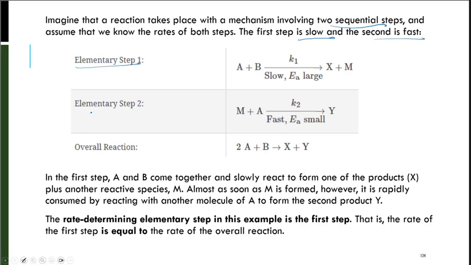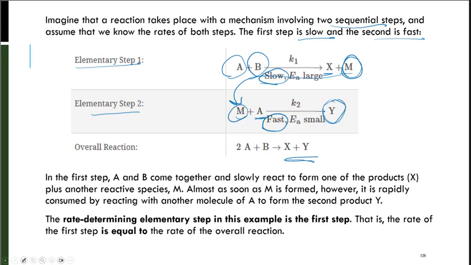Here we have elementary steps 1 and 2. It tells me that the first one is slow and the second one is fast. Our first step, we have A plus B, so it's bimolecular, and it forms X plus M. M must be our intermediate because it does not appear in our overall equation, and M comes back down here to react with another A to produce Y. So we have Y and X as our products, and we have two A's plus a B.